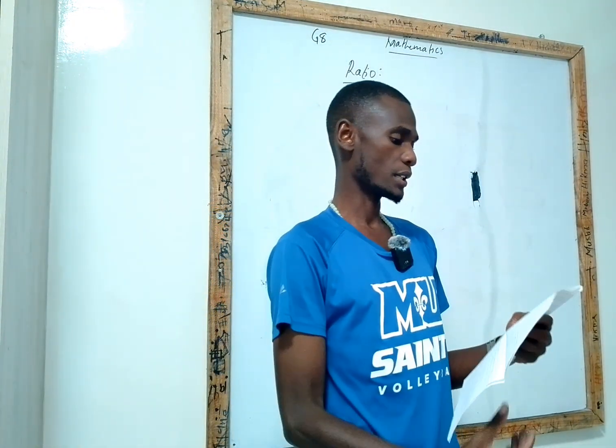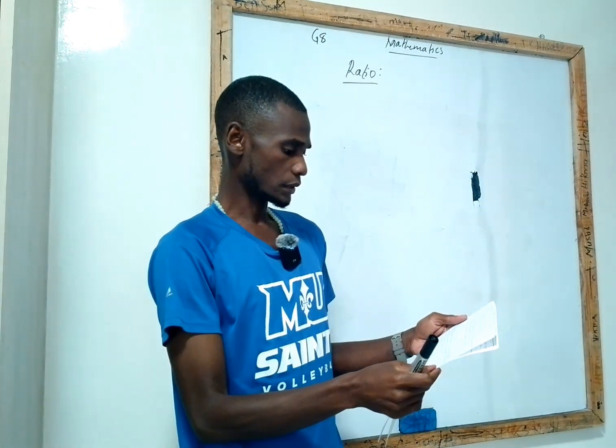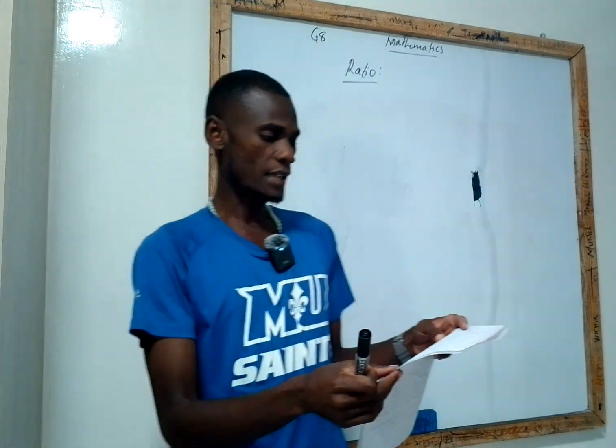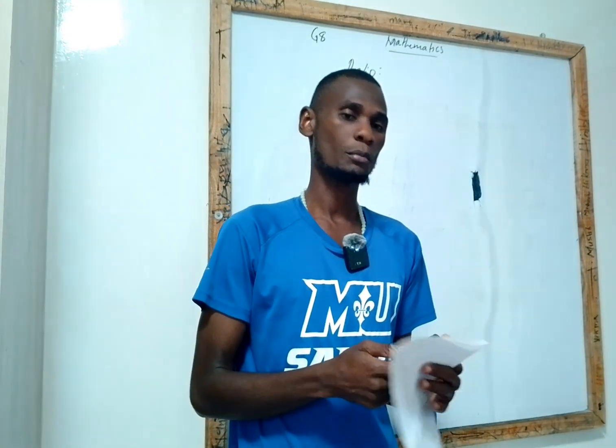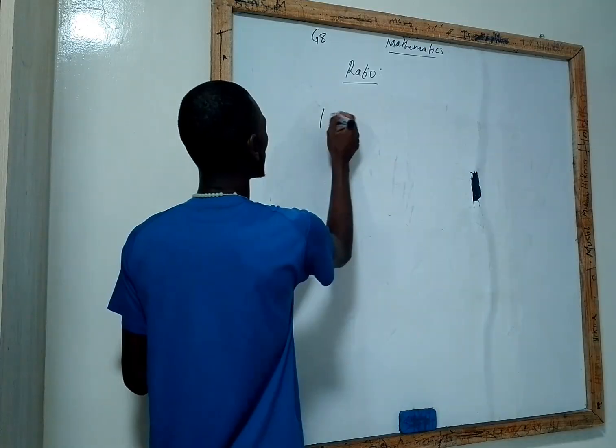For example, this one is asking: a loaf of bread has 18 slices. Those are the total number of slices we have.